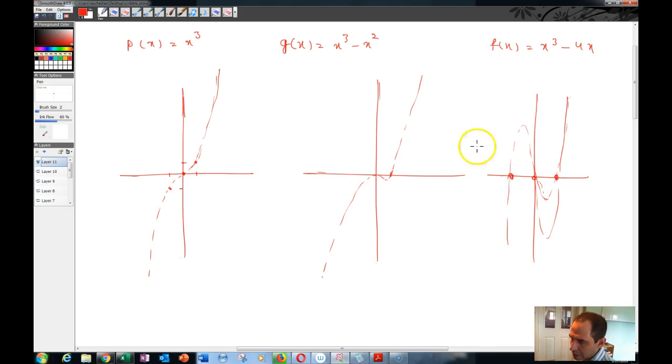So what that means is that a polynomial of degree 3 can have at most 3 zeros. And we said that a polynomial of degree 2 can have at most 2 zeros. And of course you can generally say that a polynomial of degree n can have at most n zeros.